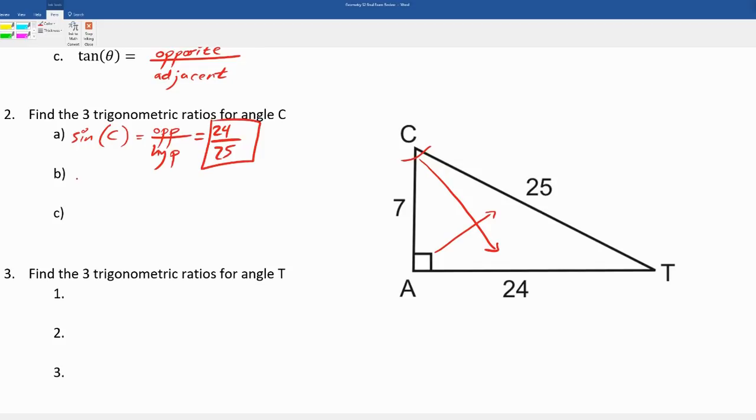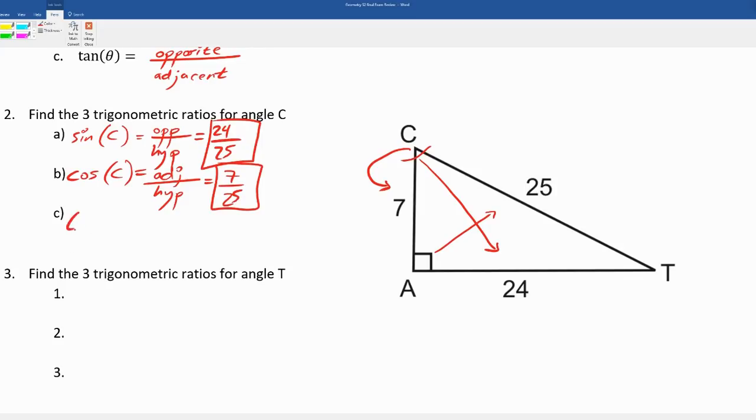Now let's go ahead and deal with cosine of angle C. Cosine, again, is going to be adjacent all over the hypotenuse. Our adjacent is literally the next door neighbor, who happens to not be the hypotenuse side. And then the hypotenuse, again, is still going to be 25. Sorry, that's ugly, 25, I know.